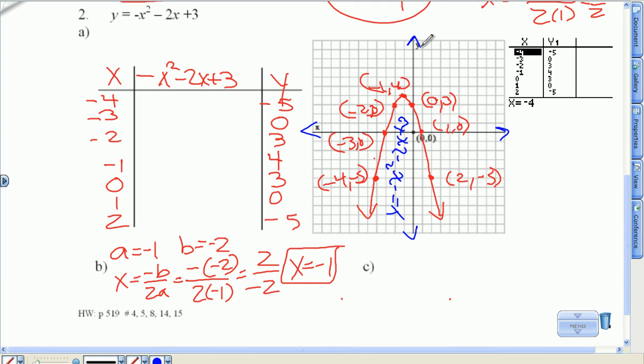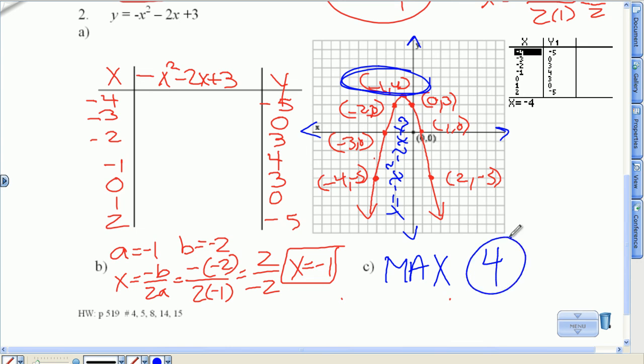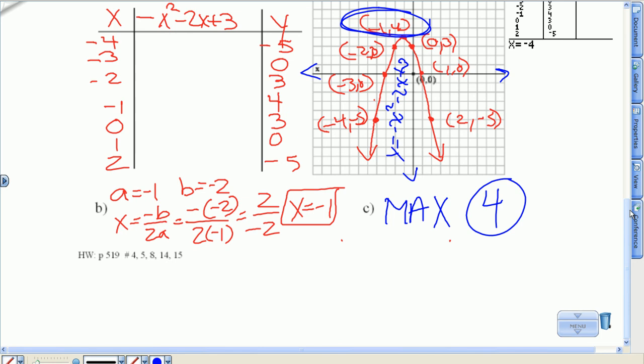For C, we have to identify whether it has a maximum or minimum. Because it's a sad face, it has a max. And it is the y coordinate of the turning point. The turning point is negative 1, 4. So 4, or y equals 4, but basically just that y coordinate. 4 is the maximum. The instructor understands that that is a y value. You don't have to put y equals, and actually you're kind of discouraged from putting y equals for that.